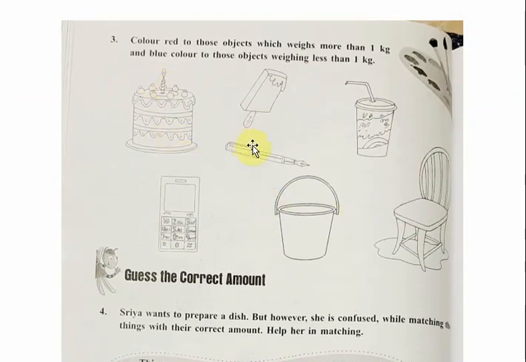That is, the things which are more than 1 kilogram, like this chair, you can color it red. And the things which are less than 1 kilogram, like this pen, mobile, etc., you can give blue color. Okay, take the help of your parents, guess the weight of the things and color it accordingly. This you have to do as homework for today.